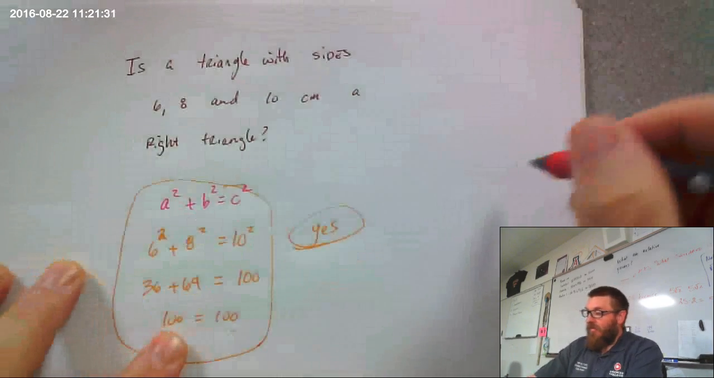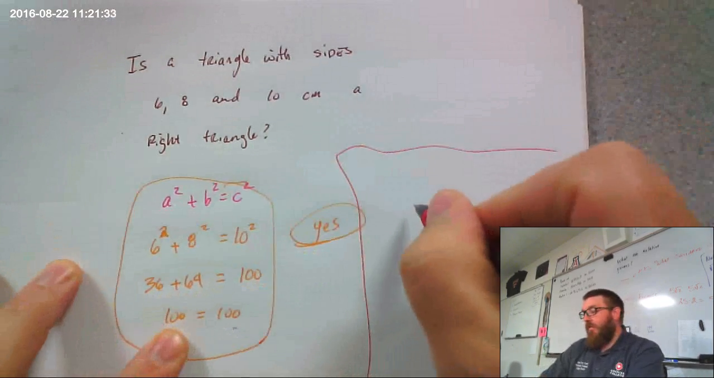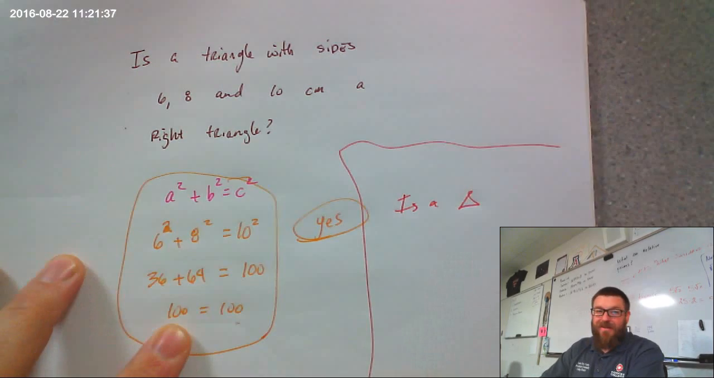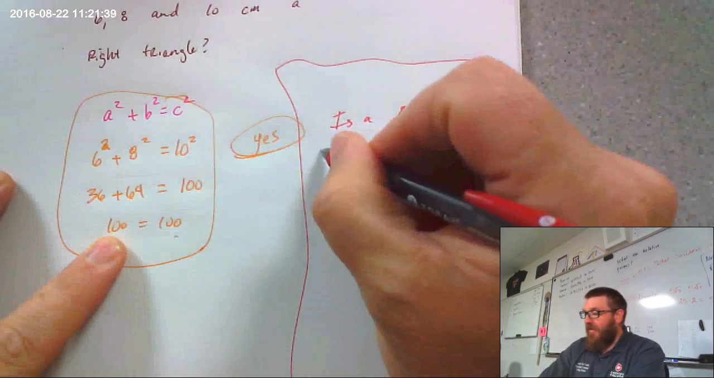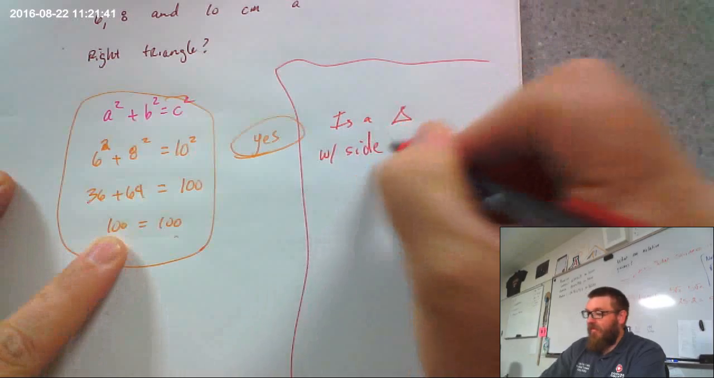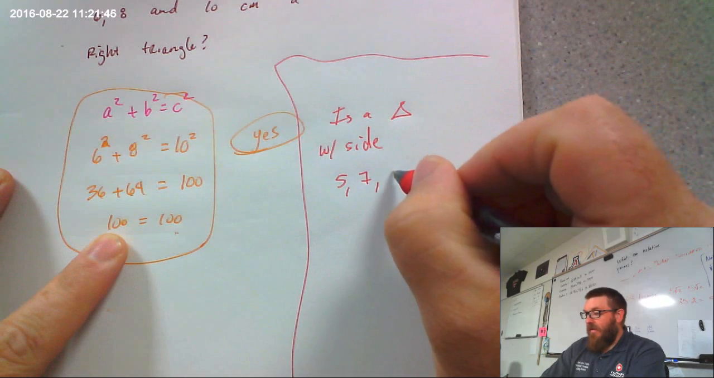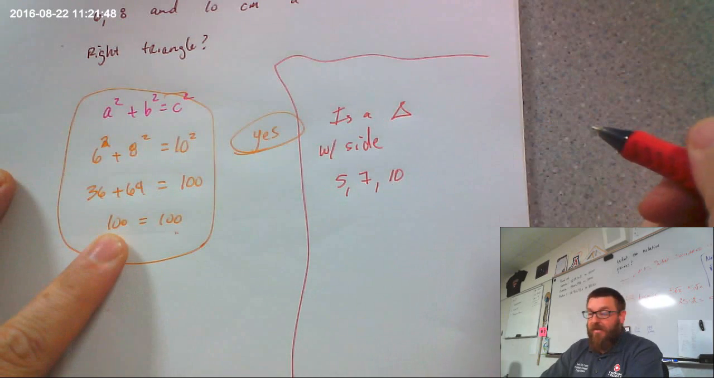Now let's try another example. Let's do a triangle. Let's say it is a triangle. I'm going to just write that symbol right there. Is a triangle with sides, let's say 5, 7, and 10, a right triangle?